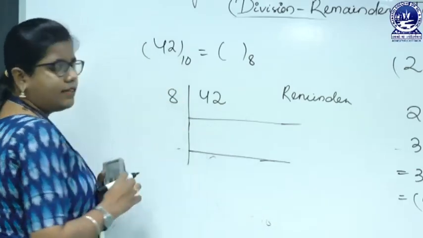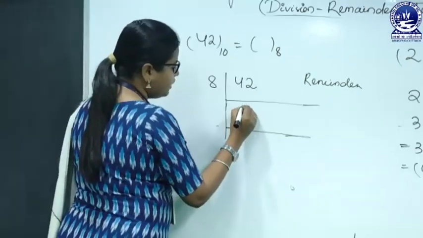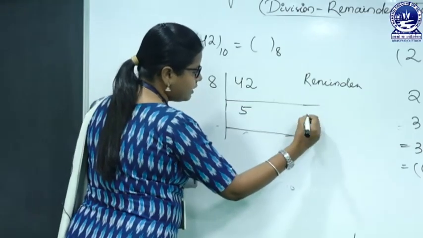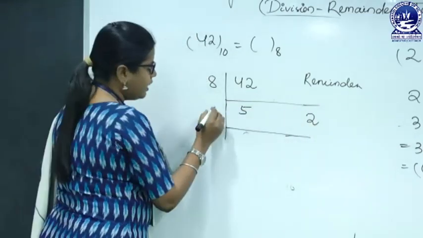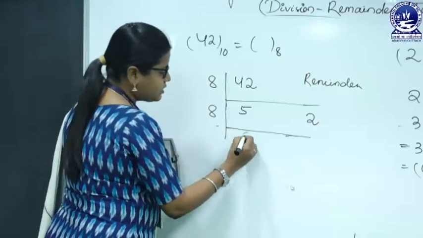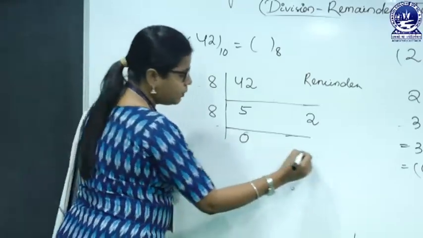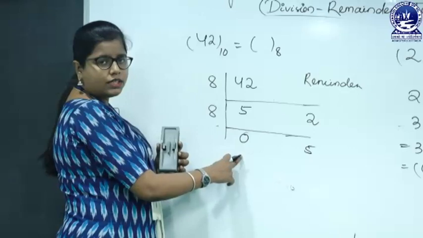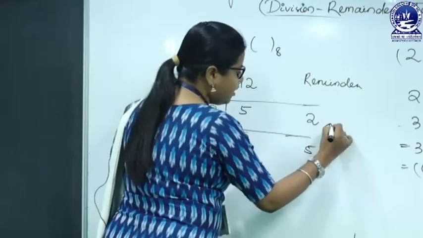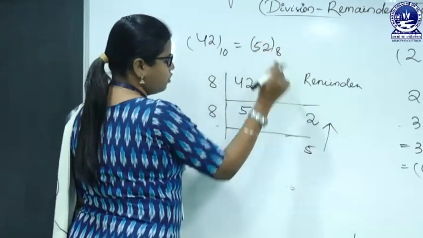So we need to divide it by 8. 8 5s are 40 and the remainder is 2. Again we need to divide. 8 zeros are 0 and the remainder is 5. We got the 0 here. So what is it now? This is 52.